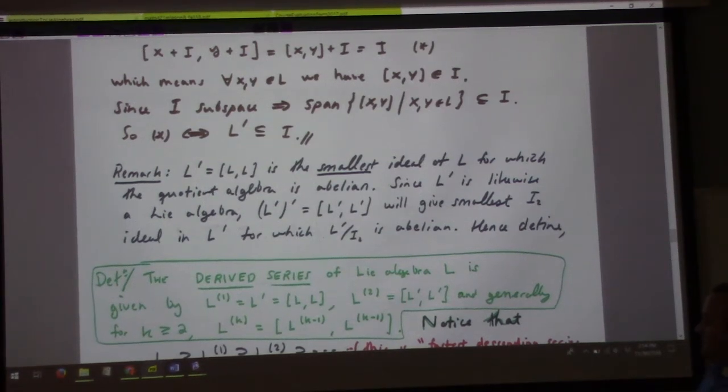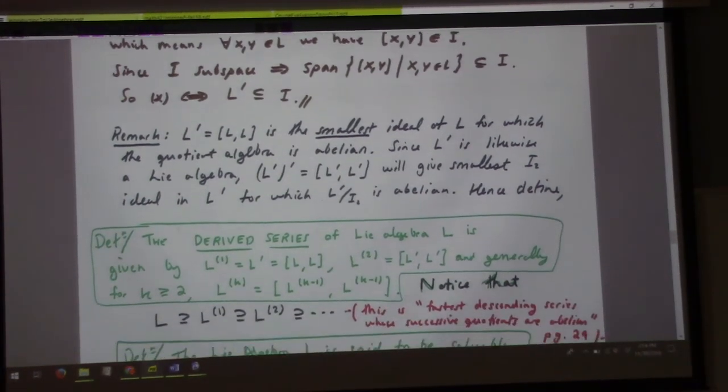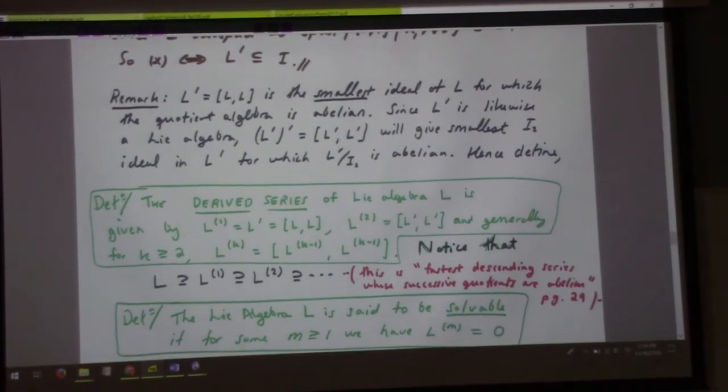And so this leads us to define the derived series. The derived series of a Lie algebra is given by L1, which is L prime. Then the second derivative, so to speak, is the bracket of L prime with L prime. Generally, the kth derivative of L is the bracket of the (k minus 1)th with the (k minus 1)th. And you can notice that this satisfies the descending condition, a descending series like this.